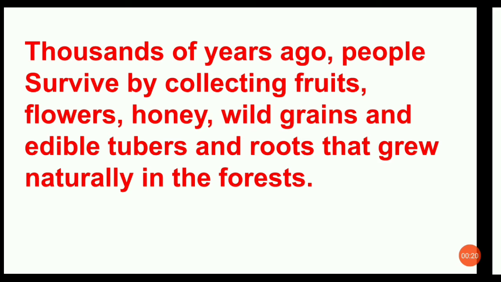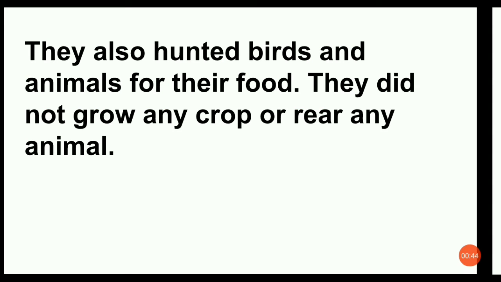In this video, let us discuss gathering food and hunting. Thousands of years ago, people survived by collecting fruits, flowers, honey, wild grains, and edible tubers and roots that grow naturally in the forest. They also hunted birds and animals for their food. They did not grow any crop or rear any animals.